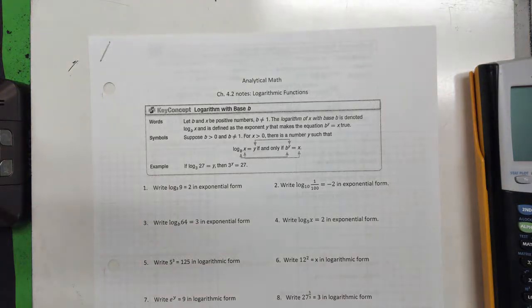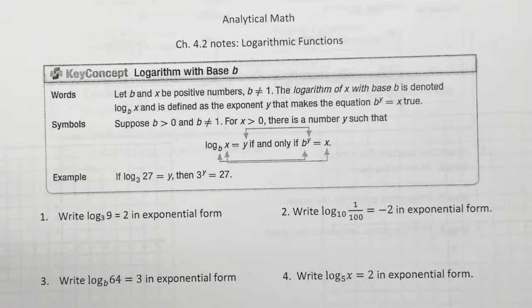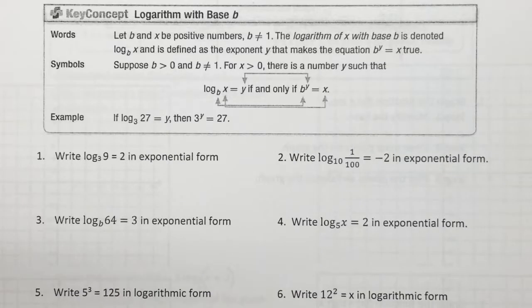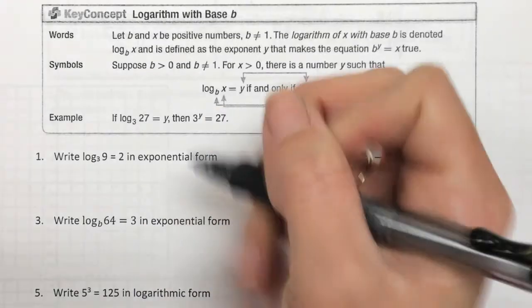The first thing we're going to do is just be changing forms. We're going to be changing it to exponential form and logarithmic form. So not calculating anything, just changing the way it looks. Okay? So what I want you to do is write log.